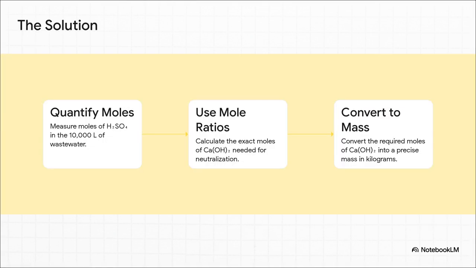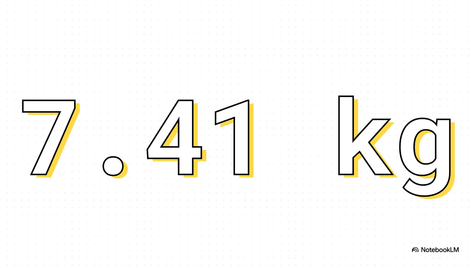This is the perfect job for our second tool, stoichiometry, that chemical recipe book. An engineer would follow 3 simple steps. First, you measure the acid to figure out exactly how much you're dealing with. Second, you use the chemical recipe to calculate the precise amount of a base you'll need to perfectly cancel it out. And finally, you convert that number into a real-world weight you can actually measure out. And for this exact problem, the answer is 7.41 kilograms of calcium hydroxide. See that? It's not about 7 kilos or maybe 8. Stoichiometry gives us the precise number we need to solve the problem perfectly, which prevents waste and guarantees the water is safe.